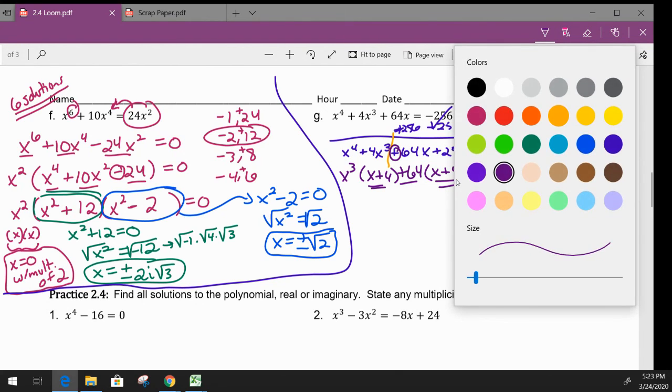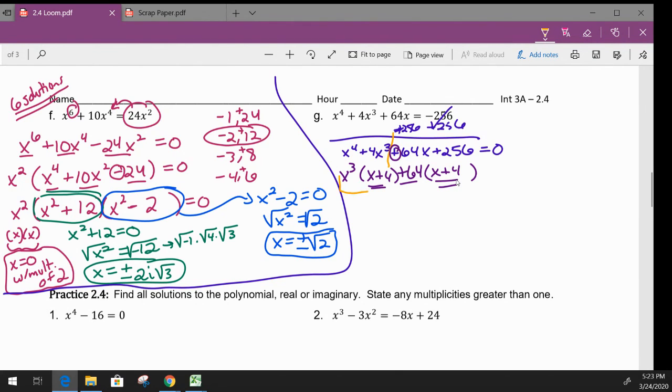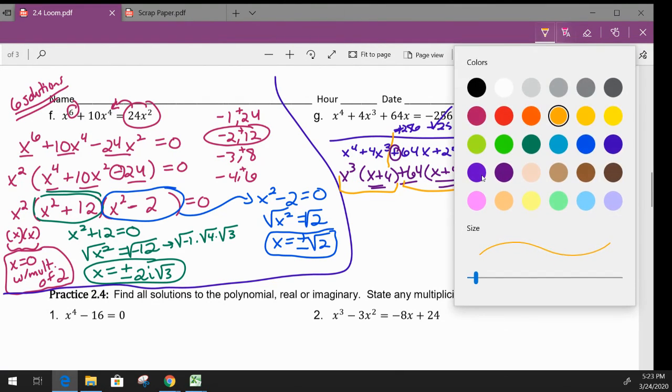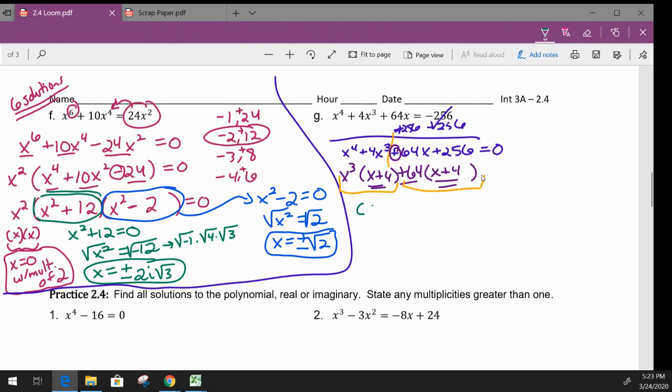All right, so going back to the whole factoring by grouping concept. So think of this as one term, think of this as another term. What do they have in common now? The x plus 4. So I'm going to factor out the x plus 4, and then the x to the 3rd plus 64 goes in the other set of parentheses.